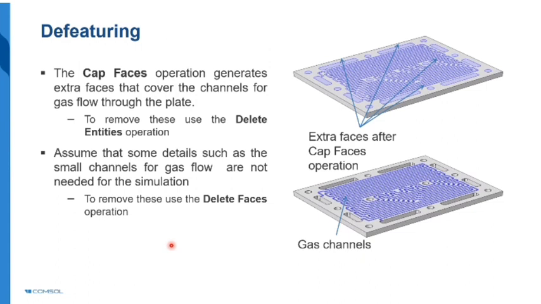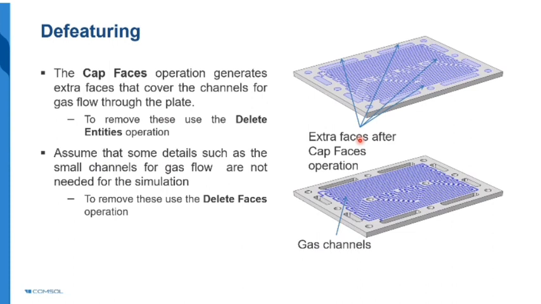From the defeaturing point of view, the very first thing is cap faces. For example, if you have this kind of geometry imported here, with gas channels, you might see those gas channels as grooves. But from the modeling point of view, even though these are grooves, they are not closed channels, and as they are not closed channels, you will not be able to solve any flow inside them, because you need a solid mesh inside those channels. In those cases, you can use this cap faces operation in order to close those channels.